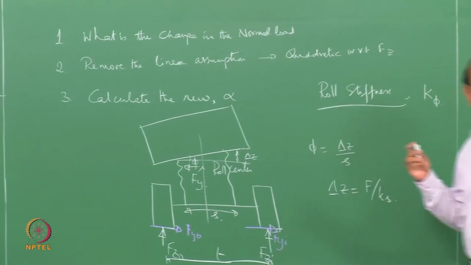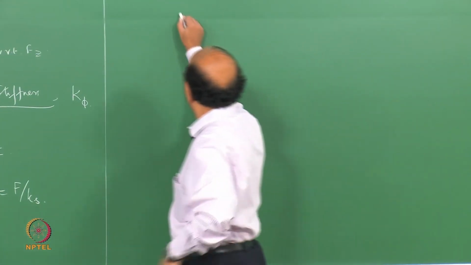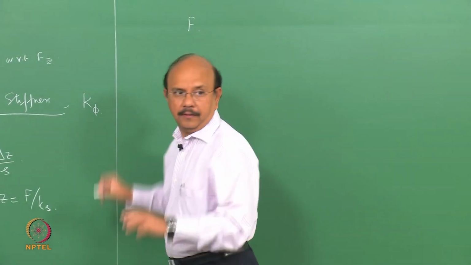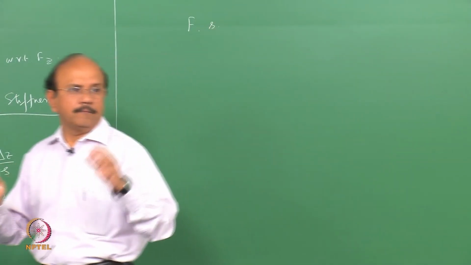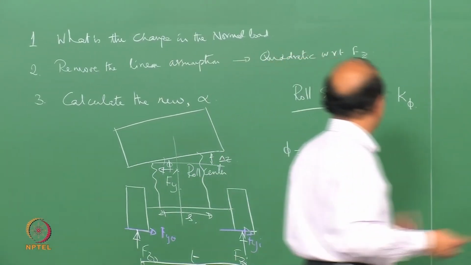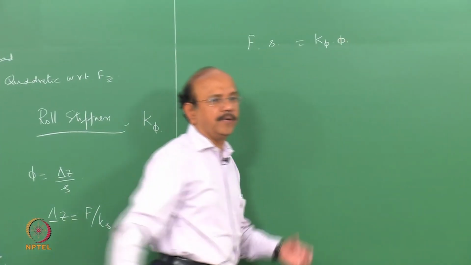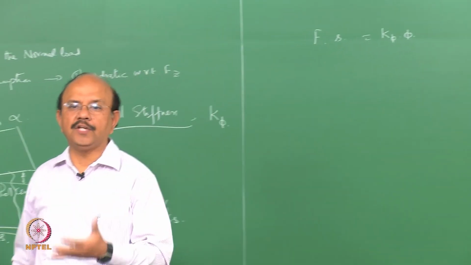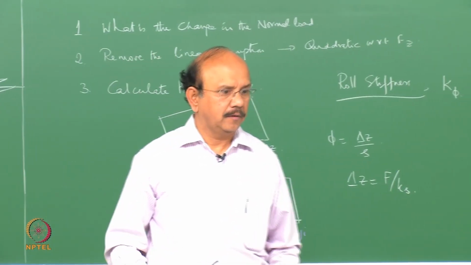Simple, yeah? Delta z is P times S. Yeah, so F into S, which is creating the moment, is equal to the roll stiffness K phi into phi. The moment that is created by this force is actually equal to K phi into phi, right?